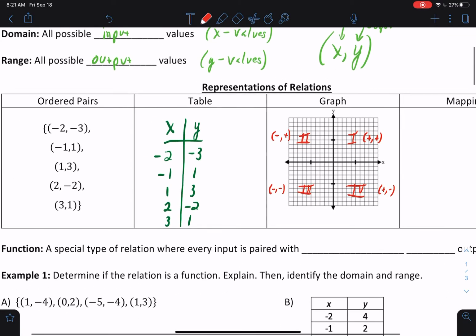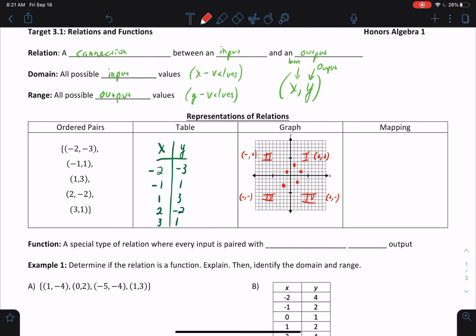So if I wanted to graph these, -2, -3, I go 2 to the left, because that's my x's, and 3 down, because that's my y. Okay? -1, 1, I go 1 to the left, 1 up. 1, 3, I go 1 to the right, up 3. 2, -2, I go 2 to the right, down 2. And then 3, 1, I go 3 to the right, up 1. All right, so I could plot all of these on a coordinate plane, and this is another representation of a relation. Okay, the last one is a mapping.